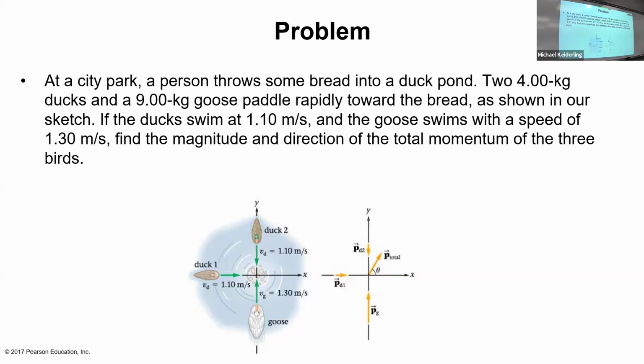So at a city park, a person throws some bread into a duck pond. Two 4 kilogram ducks here and here, and a 9 kilogram goose here paddle rapidly towards the bread, as shown in our sketch. If the ducks swim at 1.1 meters per second and the goose swims with a speed of 1.3 meters per second, find the magnitude and direction of the total momentum of the three birds. So you'll be adding these three vectors up.